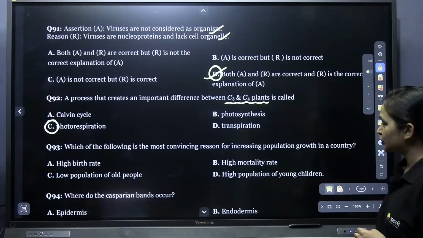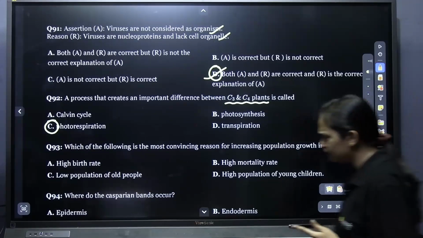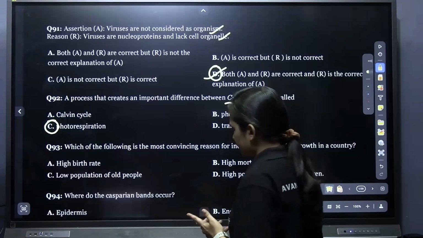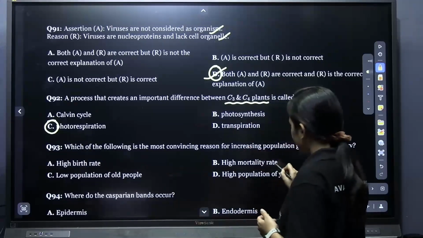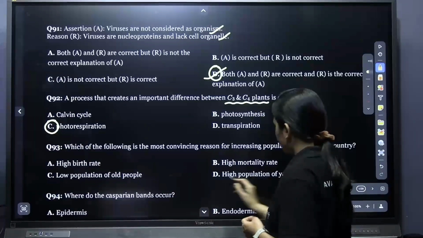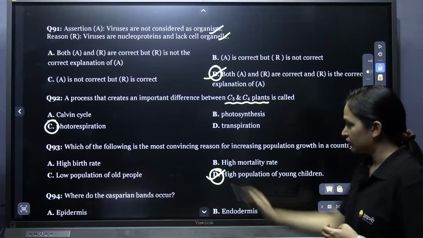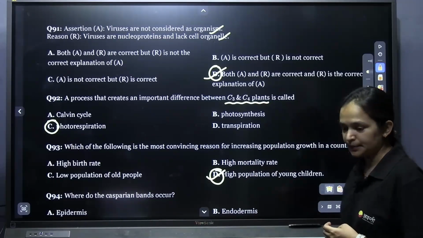Which of the following is the most convincing reason for increasing population growth in our country? High birth rate? Yes, it could be also. High mortality rate? No. Low population of old people? Could be. High population of, okay, this is a more correct and convincing answer among that A, C and D.